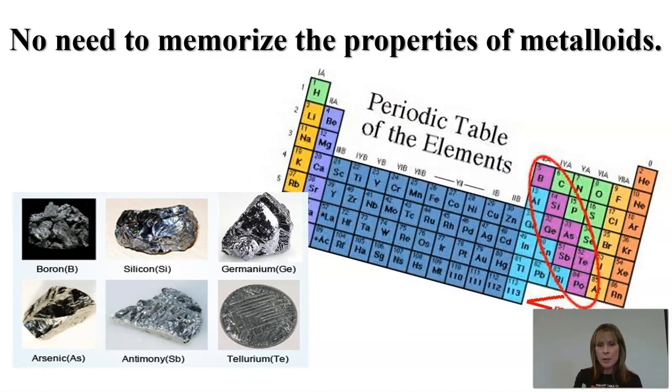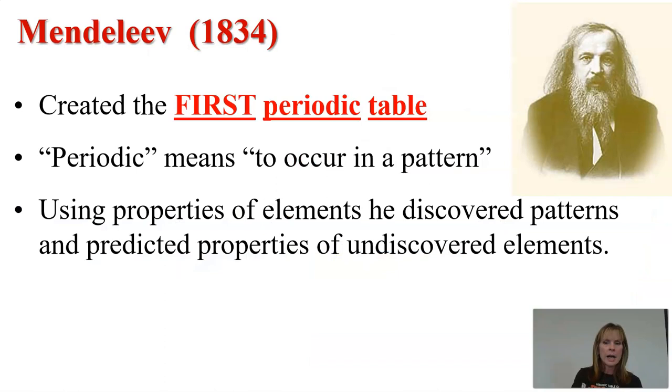You don't need to memorize the properties of metalloids, but what I think is interesting is that all these metalloids are so pretty. They all look kind of the same. They have that real silvery, shiny color, but they possess properties of both metals and nonmetals, and they're varied in their properties. This creepy looking guy right here is Mendeleev. He created the very first periodic table.